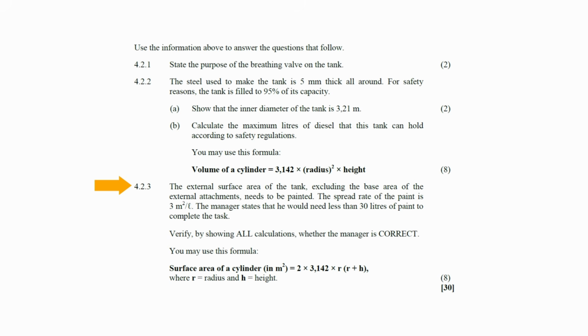You are also given this formula for calculating the surface area of a cylinder. The surface area of a cylinder in square meters equals 2 times 3,142 times R multiplied by the sum of R plus H, where R is the external radius and H is the external length of the tank.